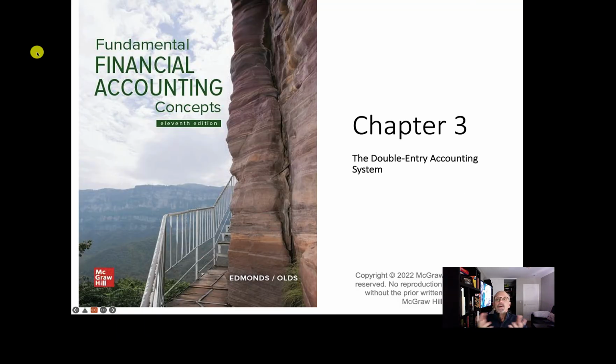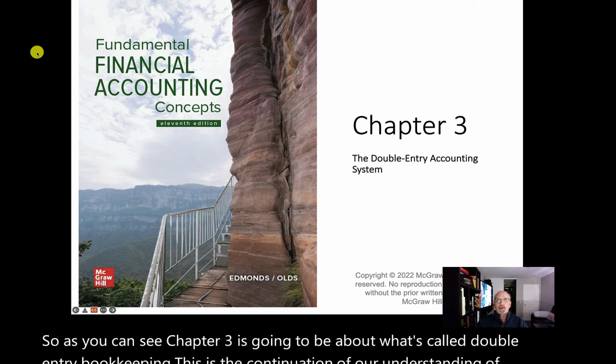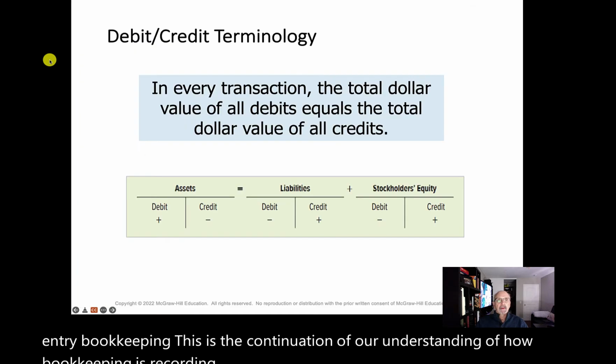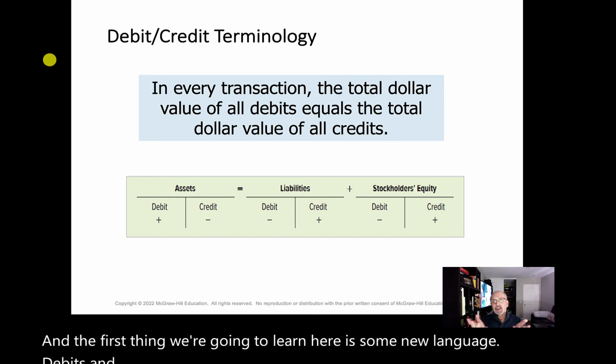Hi. So as you can see, chapter 3 is going to be about what's called double entry bookkeeping. This is the continuation of our understanding of how bookkeeping is recording transactions. And the first thing we're going to learn here is some new language. Debits and credits.